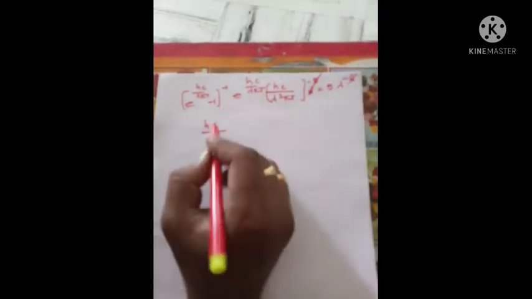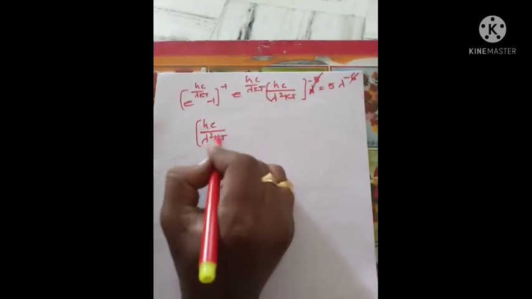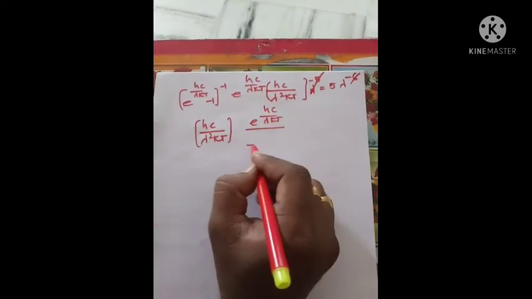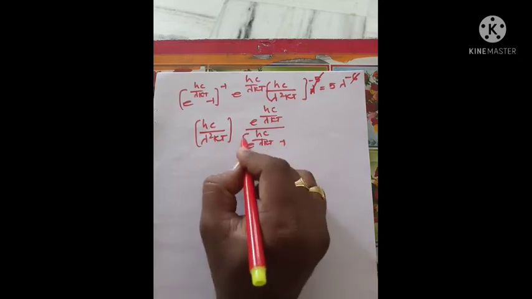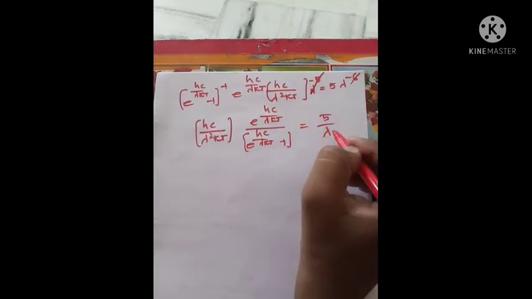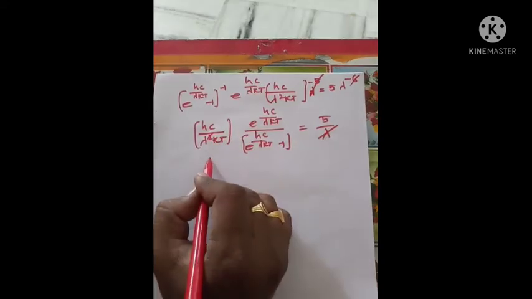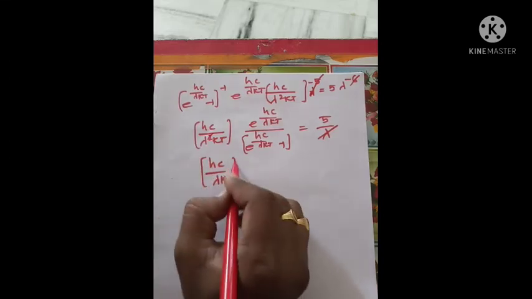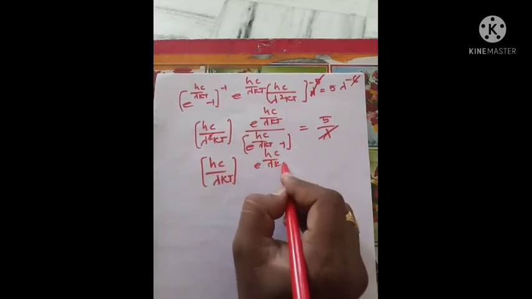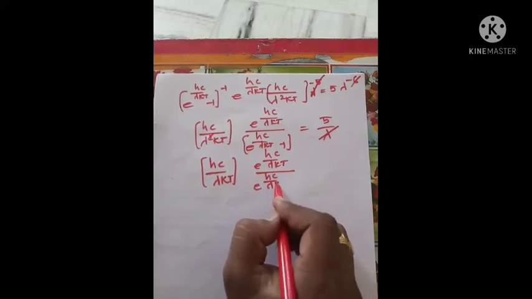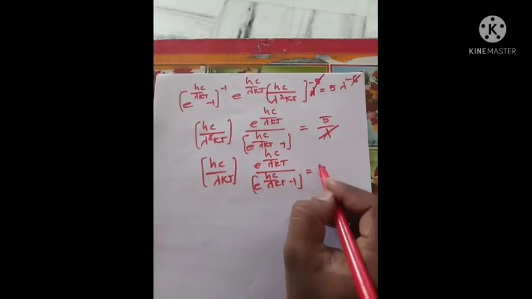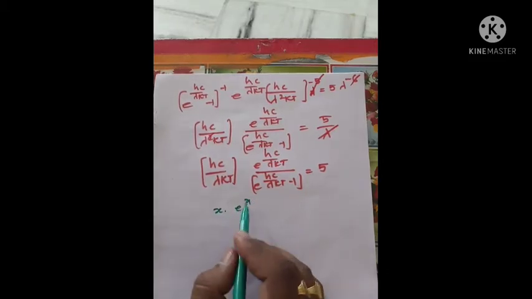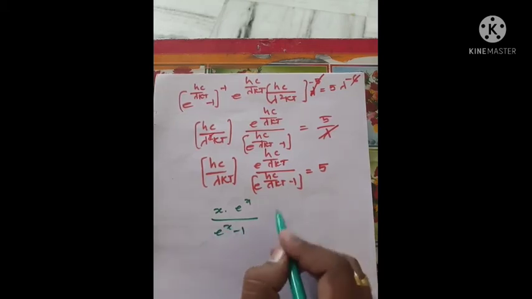Here you know that hc by lambda square kT, and e to the power of hc by lambda kT by e to the power of hc by lambda kT minus 1, equal to 5 by lambda. We know that this one cancels, and finally we have the term hc by lambda kT, and e to the power of hc by lambda kT by e to the power of hc by lambda kT minus 1, equal to 5. So you know that this equation is in the form of x into e to the power of x by e to the power of x minus 1 equal to 5.